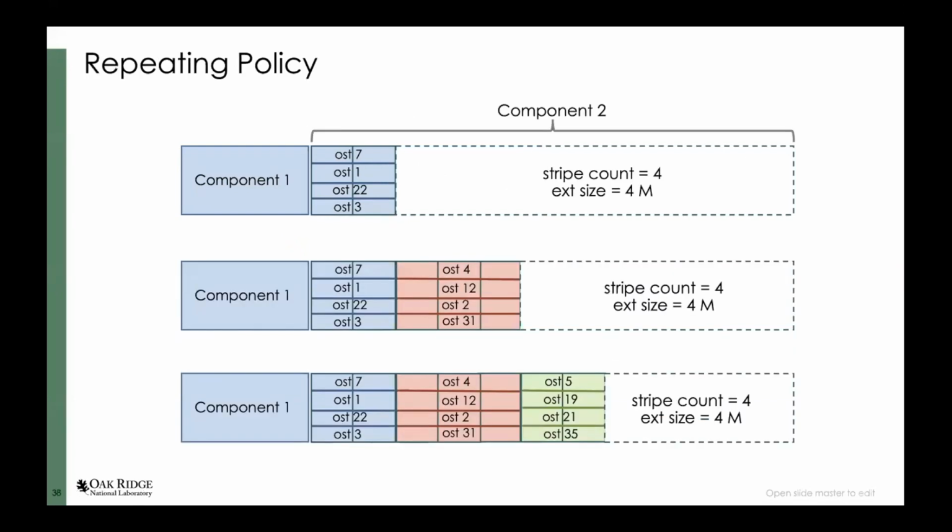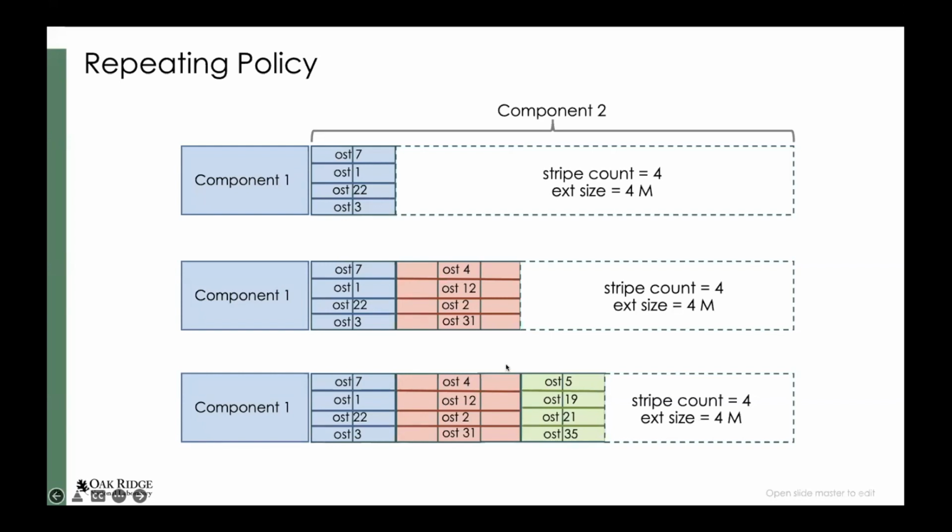For the repeating policy, that takes effect when your self-extending layout component is the last one in there. And so this is a case where you're extending it in 4 megabyte chunks, and then say one of those OSTs fills up. So what it does is it says, okay, well, still going to be a stripe count 4, but now I'm going to create a new stripe count 4 component, and I'm going to pick 4 different OSTs for it. And then you can start writing there, and it will get extended in 4 megabyte chunks.